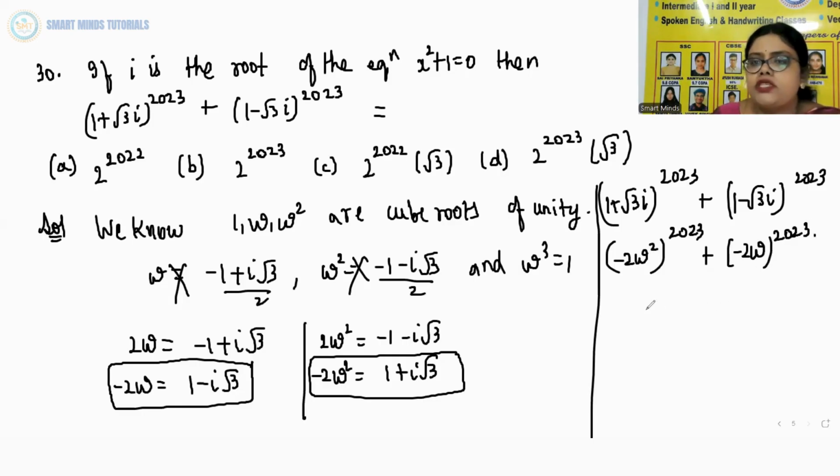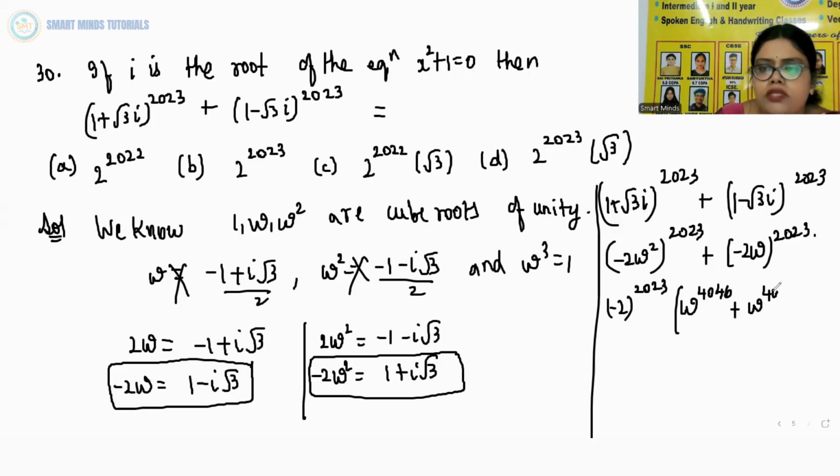So from these two brackets, if we take (-2) power 2023 common, we get it as omega square power 2023, or else omega power 2 into 2023 is 4046, plus omega power 4046. One minute. Here we will get 2023 only.